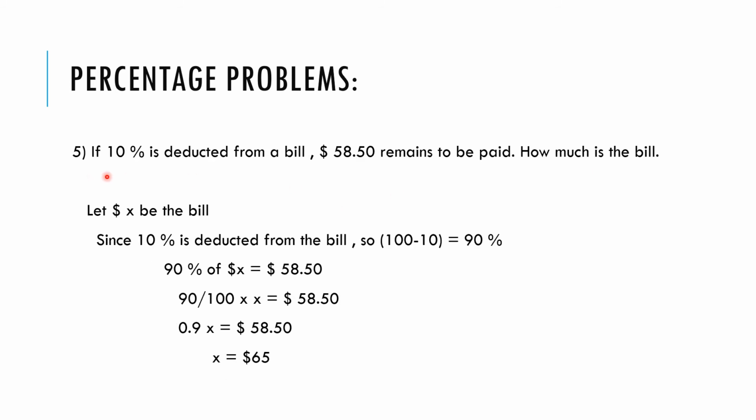Let's have a look at another question. If 10% is deducted from a bill, then $58.50 remains to be paid. How much is the bill? Now let X dollars be the bill. Since 10% is deducted from the bill, 100 minus 10, 90% remains. So 90% of X is $58.50. 90 over 100 into X is 58.5. 90 over 100 is 0.9. So X is equal to 58.5 over 0.9. So X is equal to $65.